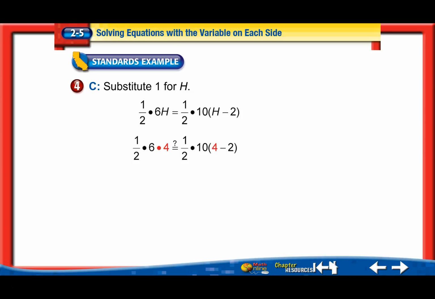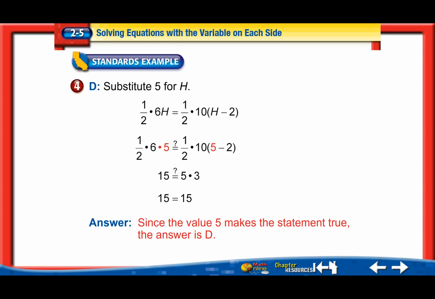Substitute 4 for h. And we're getting there. Well, there's only 1 left, so substitute 5 for h. Goes to 30, goes to 15, goes to 3. 3 times 5, 15. There we go. So the only one that makes the statement true is D.